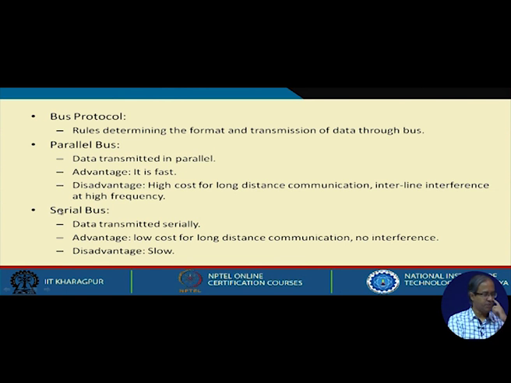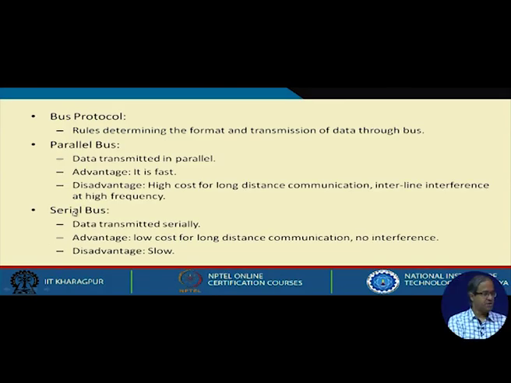In contrast, the serial bus can have a single line for sending and a single line for receiving. When you have a single line for sending, you can have the serial communication protocol I talked about earlier, using start bits and stop bits to synchronize between the sender and receiver. That kind of format can be used. There are other ways also; some synchronous kind of communication can also be done, where the sender and receiver know the exact speed of data transfer. Those are also possible.